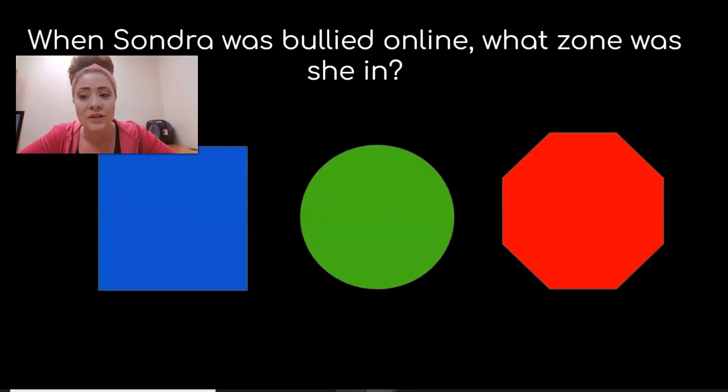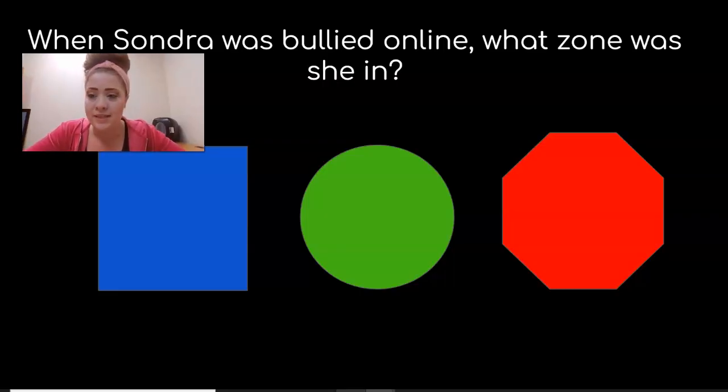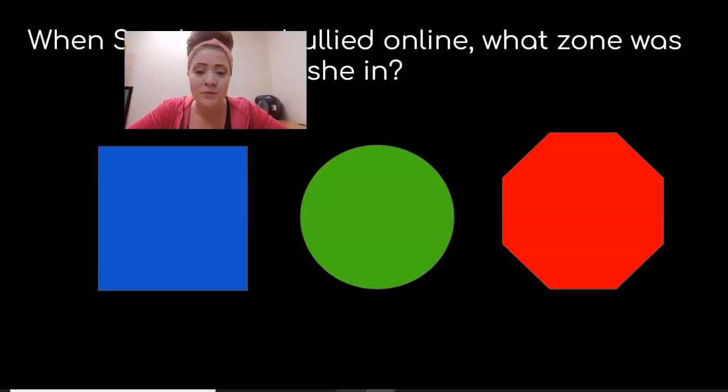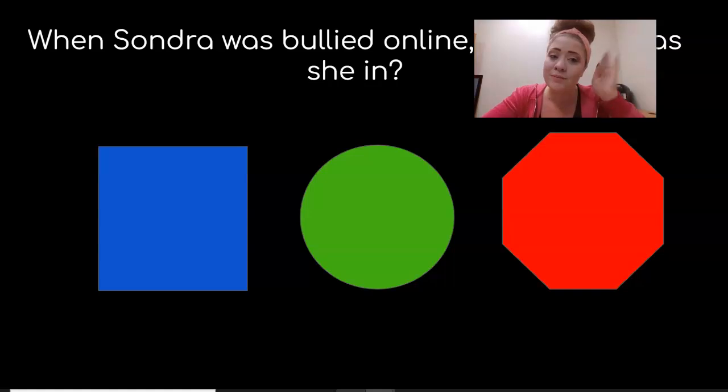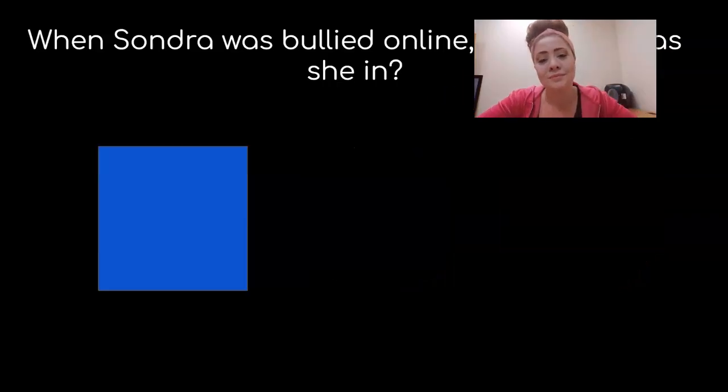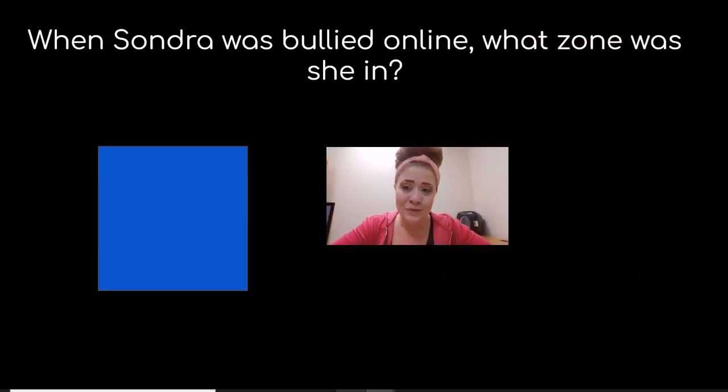I have another question for you. When Sandra was bullied online, what zone do you think she was in? Do you think she was in her blue zone, her green zone, or her red zone? Which one? She was in her blue zone. When Sandra was bullied online, she was very sad, and this put her in her blue zone.